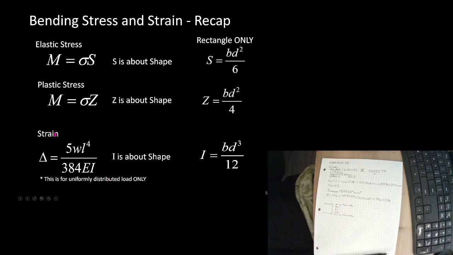Strain varies depending on the loading conditions of the beam, but we're almost exclusively going to talk about a uniformly distributed load. And the deflection it actually sees is this equation here, but I is all about shape. This is about the material property, and this is about the load, and this is about the length of the beam. I is about shape. And we know for a rectangle, it's BD cubed divided by 12.